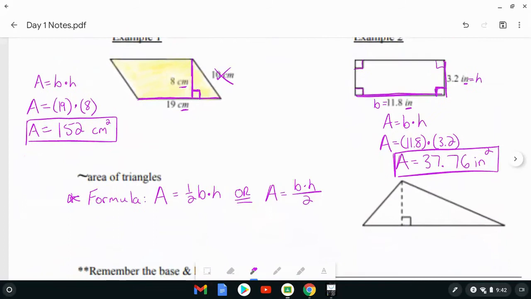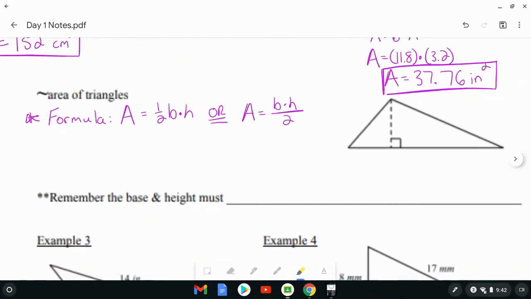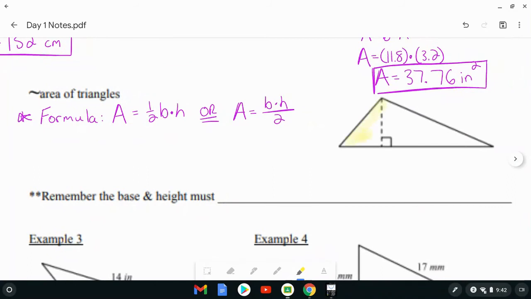Let's take a look at another shape and finding the area. So for this one, we're going to find the area of a triangle. Again, the area is this shaded region that is all inside those boundaries created by the sides. The formula for the area of a triangle is a little bit different. You have two options here. You have area equals 1/2 base times height, or area equals base times height over 2. They're the same thing. They're just written differently.